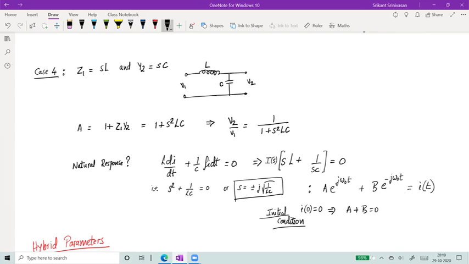And if a is equal to minus b, then this implies I of t is equal to a into sine omega naught t. It is actually 2a sine omega naught t, but the 2 can be absorbed into the a because a is just some unknown variable. And similarly, once you solve it, you can get an answer for the expression. But this is basically a sinusoidal waveform.